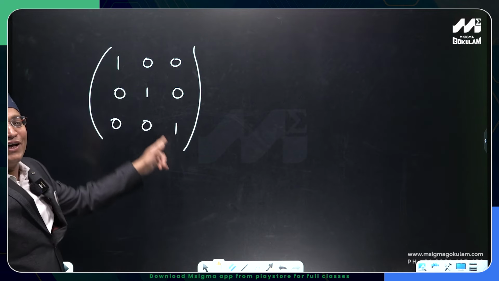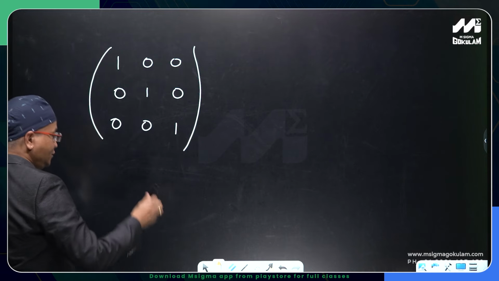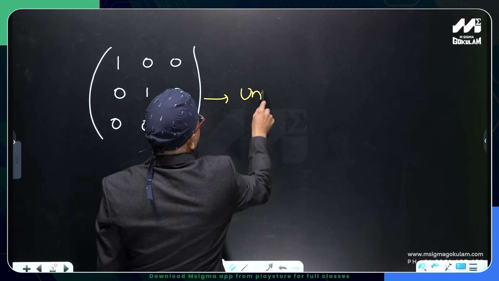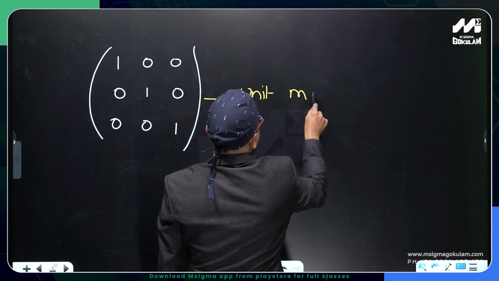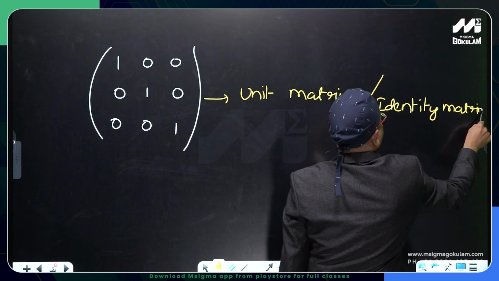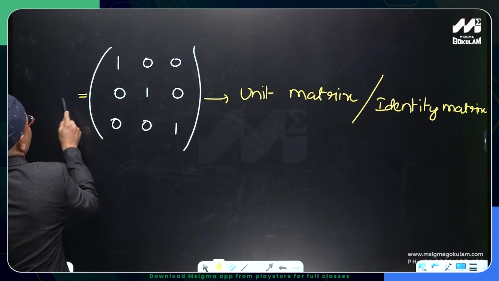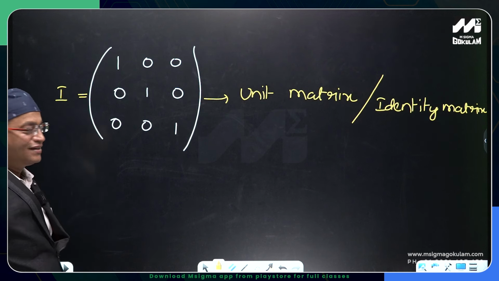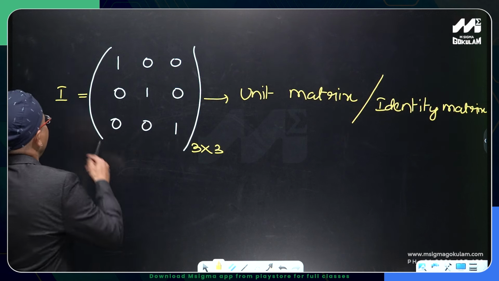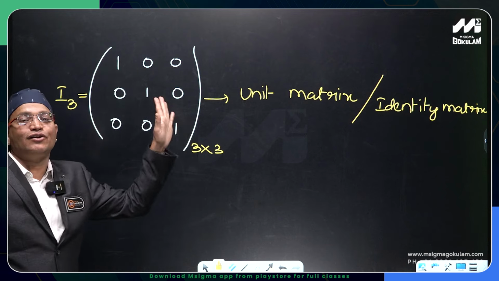It is a scalar matrix, but that scalar is 1. It is called unit matrix or identity matrix. Generally it is represented by the letter I. Here three rows, three columns are there. It is a 3 by 3 unit matrix. Simply I3 I write. I3 means like this 3 by 3 unit matrix.